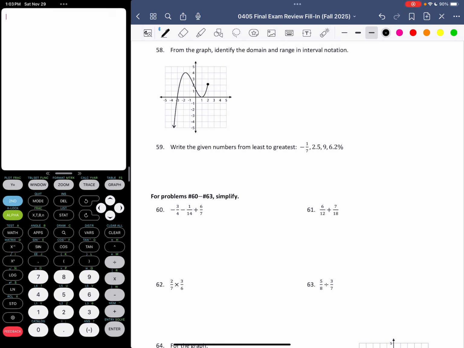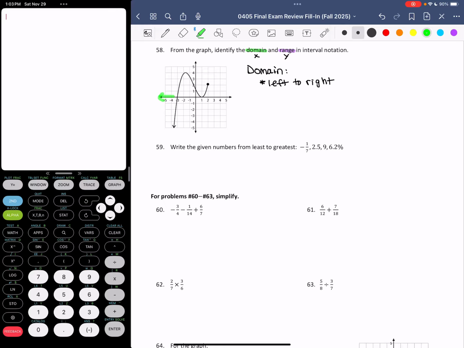So when we're identifying the domain and then range in interval notation, we want to look at domain as being left to right. So these are your x coordinates, and range is your y coordinates, right? So for the domain, we are going from left to right. Looking at my graph here, I see the arrow is pointing down and to the left, and it's kind of slanted outward. So that means it's going to go forever to the left this way, right?